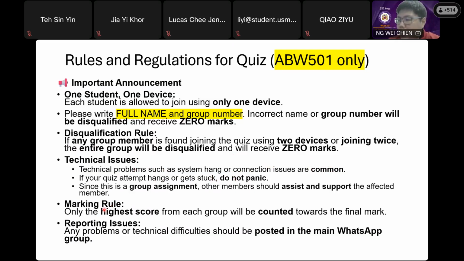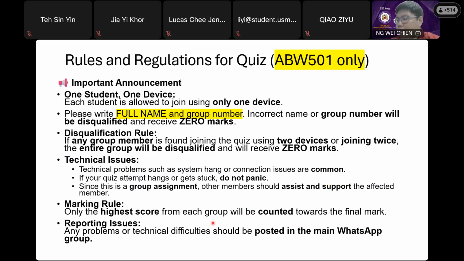We only select the highest score from each group, which means that let's say 8 of you join the quiz, I will only pick the highest mark. So if your device hangs, don't panic. You don't have to rejoin. What you can do is support other members. Let's say you are doing the quiz together, you can support other members who are doing the quiz.